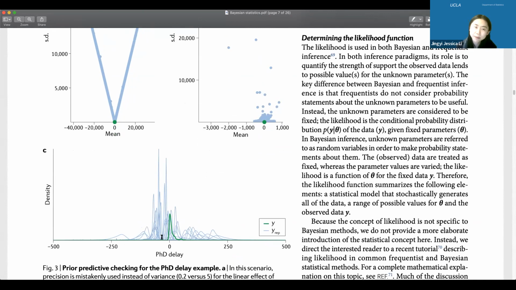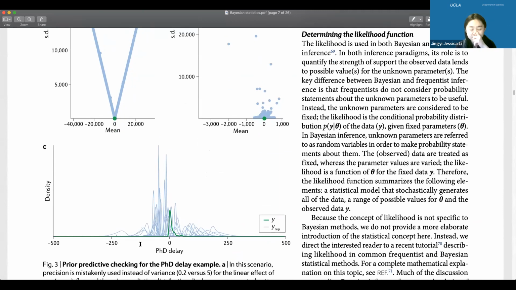In that case, the hyperparameters will be estimated from data. This is just saying you specify the hyperparameter as some arbitrary values and check whether the data it generated look like the real data.